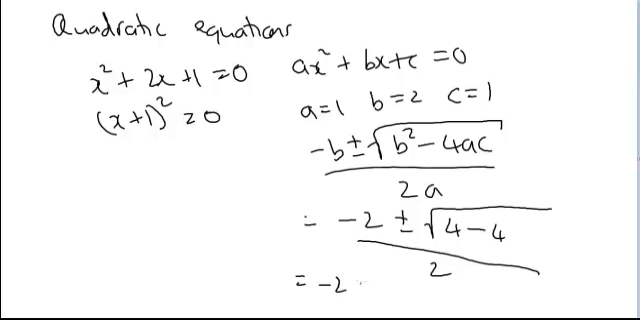So that's minus 2 plus or minus 0, so I won't bother writing that, divided by 2, which is equal to minus 1. So therefore the solution is x is equal to minus 1. So whenever you have a quadratic equation, just plug it into the formula and you'll get the answer. And we saw that you can also do it graphically.